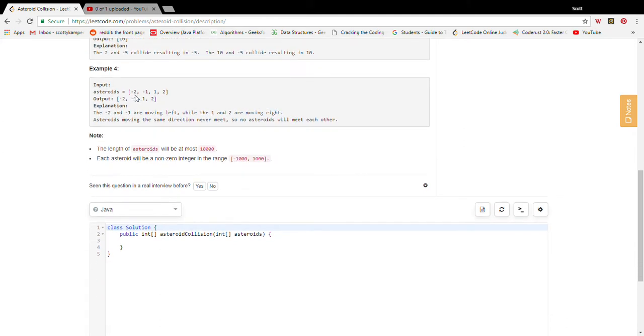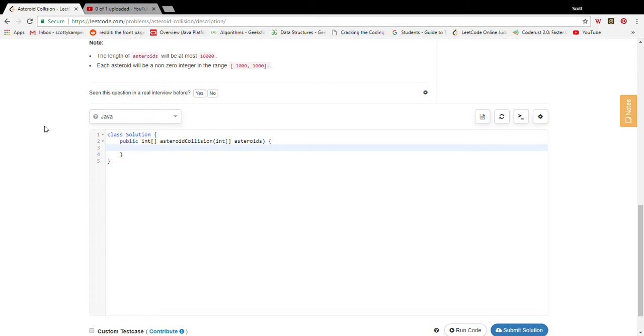And then this one: -2, -1, 1, 2. These two are both moving to the left, and these two are moving to the right. None of these collide. These are both moving to the left at the same speed, so they'll never meet up. 1 and 2 are both moving to the right at the same speed. Never meet up, never collide. We're left with the exact same asteroid array as output.